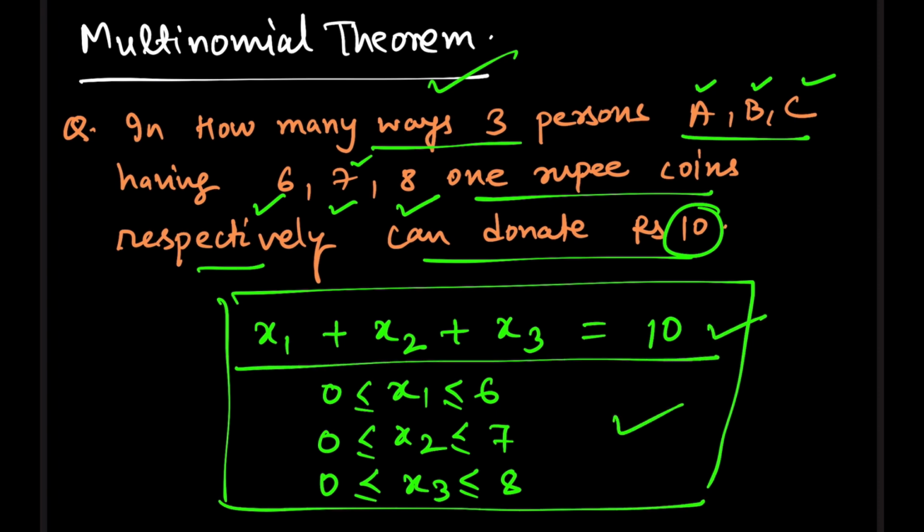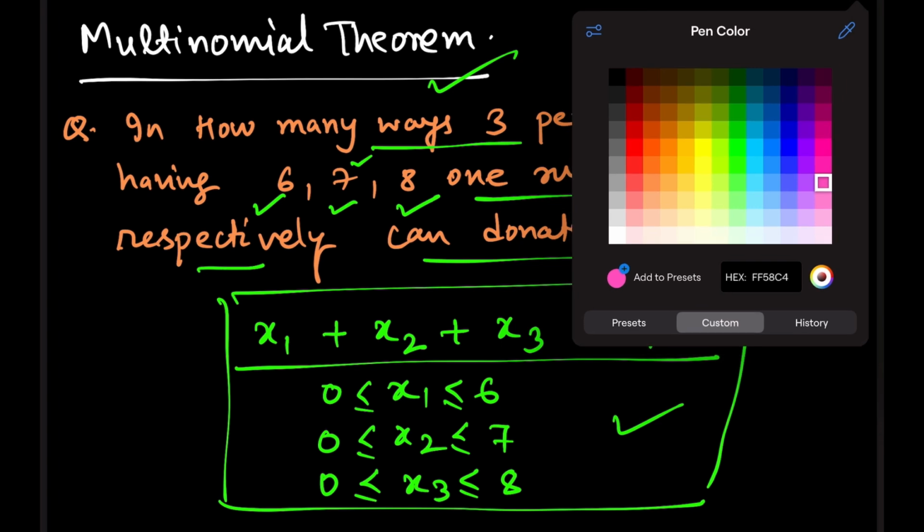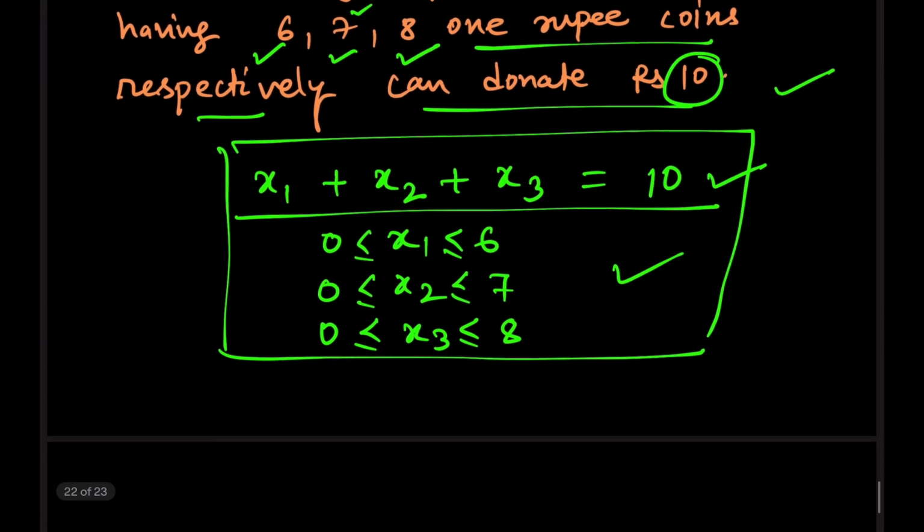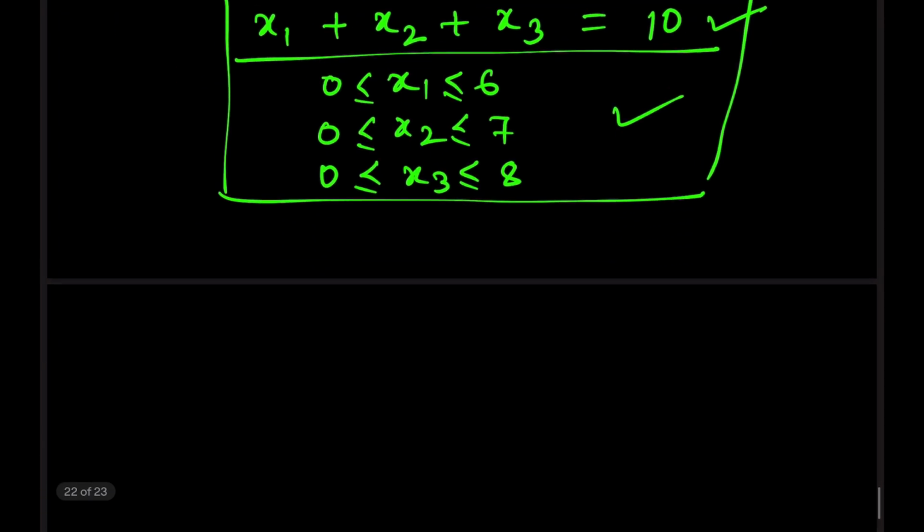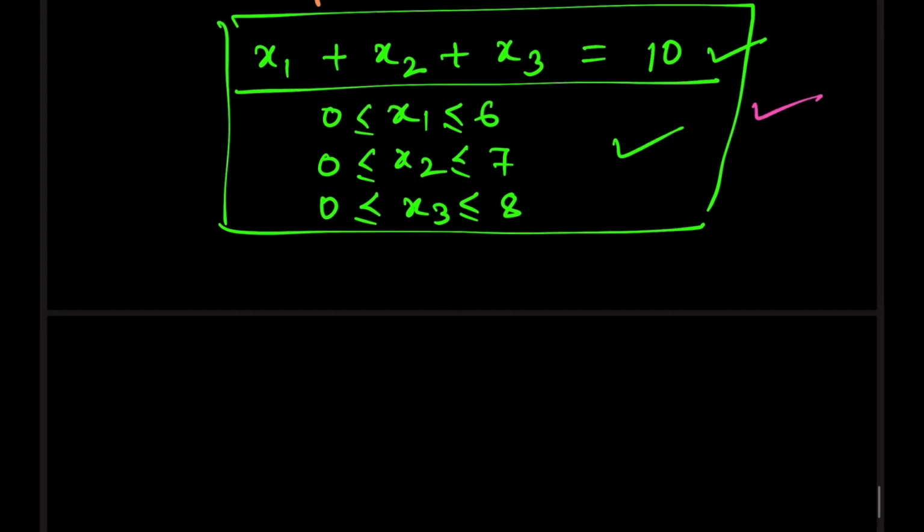If you solve this equation, you will get the total number of ways this is possible. That is what we are seeing from the multinomial theorem. So this is the multinomial theorem. In the multinomial theorem, these types of equations you have to solve. So how will you solve it?